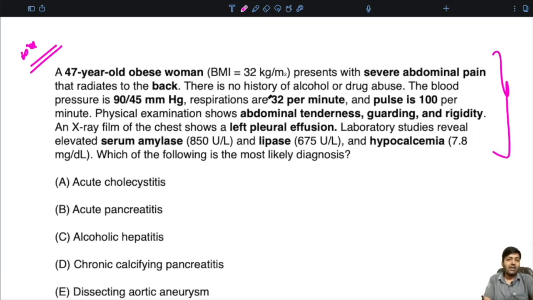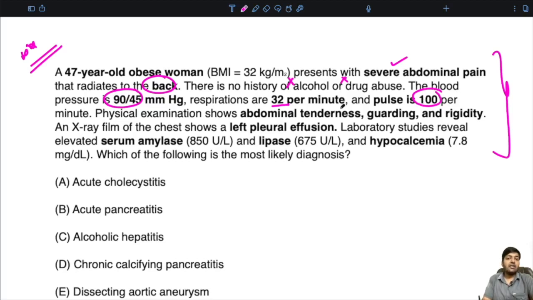A 47-year-old obese woman presents with severe abdominal pain which is radiating to the back. This is a very important history, radiating to the back. There is no history of alcohol or drug abuse. The blood pressure is falling, approximately 90 by 45 millimeters of mercury. Respiration is 32 per minute, and pulse is 100 per minute. So what are these signs? These are signs of shock. The patient is going into shock.